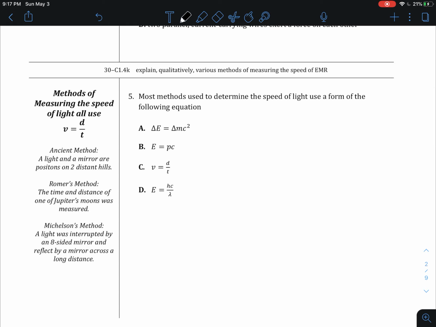All right, so next one is explain various methods of measuring the speed of EMR. I want you guys to go back and think about these positions. We have an ancient method, which is Galileo's, using the little lanterns from the top of the hills. We had Romer, which used the idea of the Earth going around the sun.